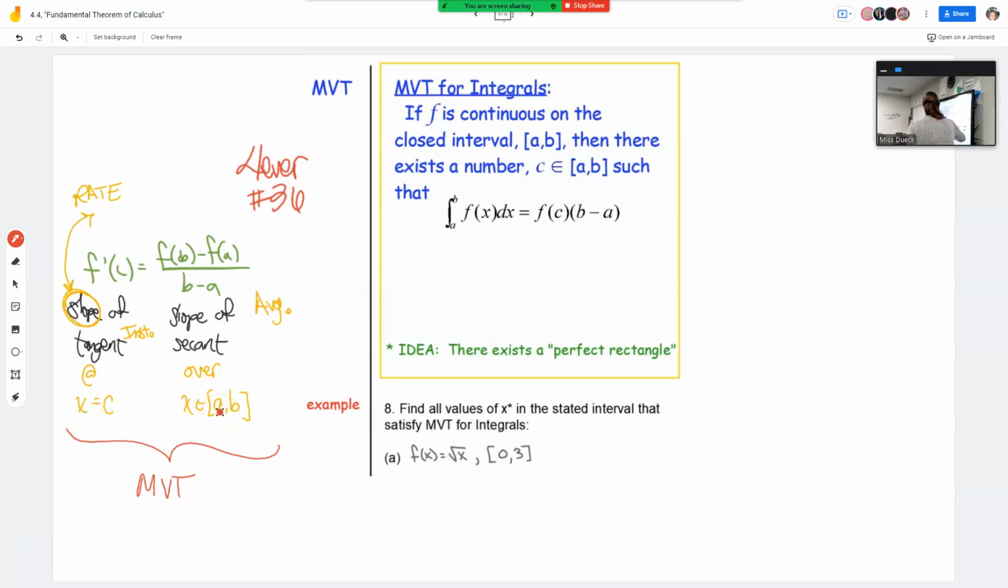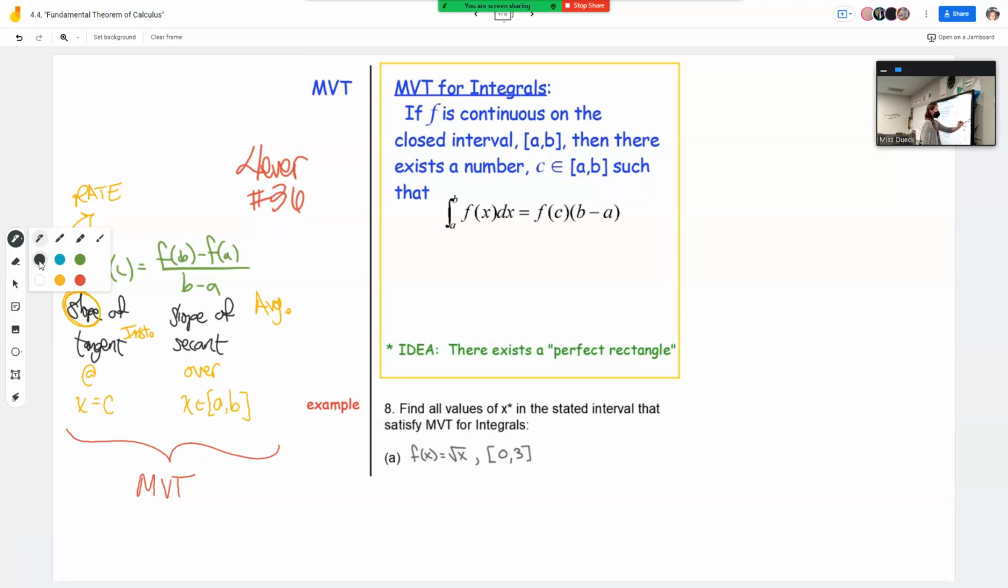So, we had an old MVT. What's this guy's name? Oh, guys, it's easy. Just read the page. Yeah! But wait a minute. Okay, so he's mean value? Yeah. He's mean value for integrals. He's mean value with an integral.